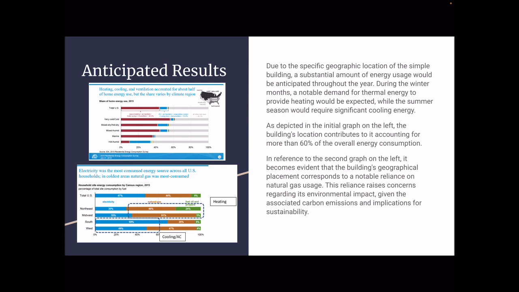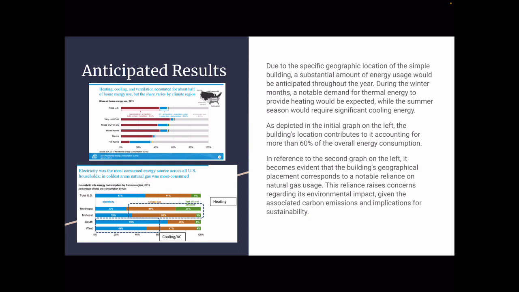This slide is the anticipated results slide, so basically just like what should have been the results of the simulation. So due to the specific geographic location of the simple building, a substantial amount of energy usage would be anticipated throughout the year. During the winter months, a lot of heating would be going on because it is in a very cold area in East Lansing, Michigan. And then in the summer months, a lot of cooling energy would be expected because it does get hot in the summertime in East Lansing.